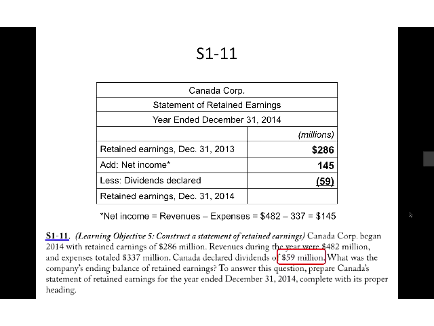I believe we do. Okay, it's convention again. We don't put minus signs around expenses, but on the dividends declared, they're subtracted, so we put minus signs there. And then we're going to take the 286 plus the 145 minus 59, which gives us 372 as our ending retained earnings.